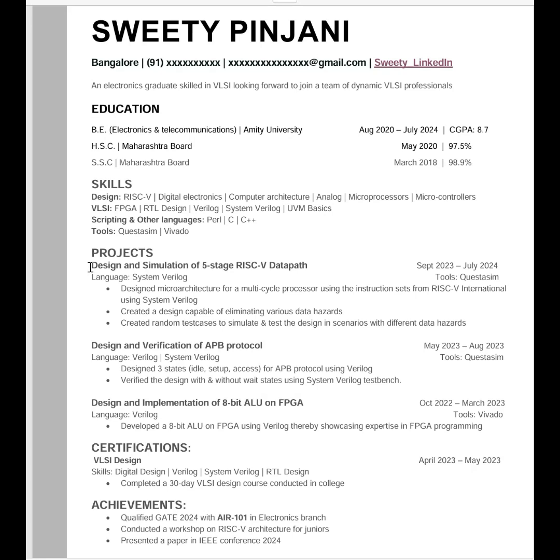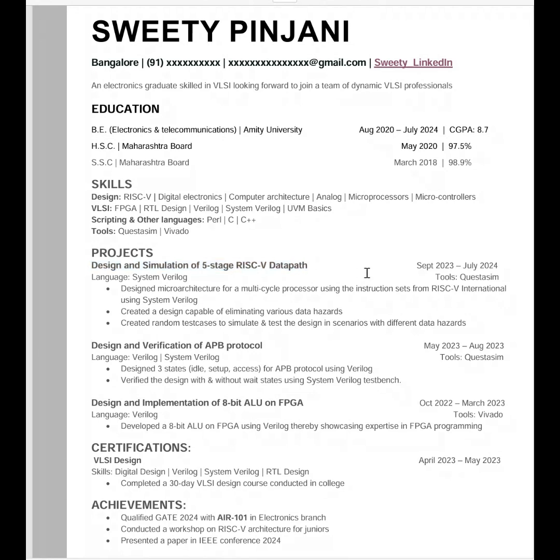First, they have written the title of the project. Now see, the title is also very well described. They have done design and simulation of 5-stage RISC-V data path. They have done a project on RISC-V data path. RISC-V, which part they have done project on? Data path. And how many stage pipeline was it? 5 stage. What kind of project they have done? They had done some design and simulation project.